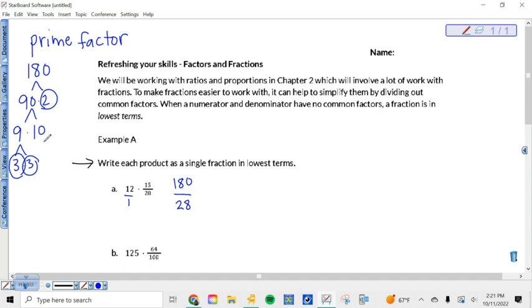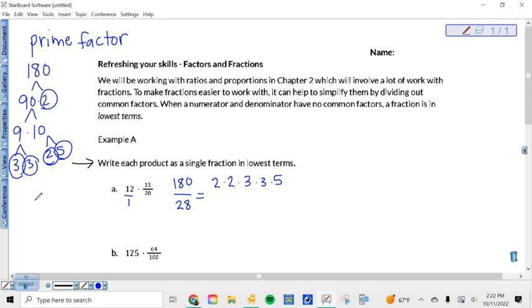What about 10? 2 times what? Good. 2 times 5. Is 2 a prime number? We already decided it was. Is 5 a prime number? Yeah. So that means I can make up 180 out of 2 times 2 times 3 times 3 times 5. So I'm going to rewrite my numerator as a multiplication problem between all its prime factors. If you plugged in 2 times 2 times 3 times 3 times 5 in your calculator, you'll get 180.